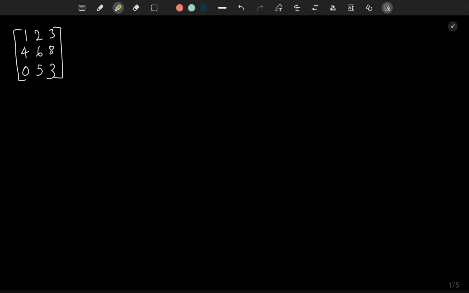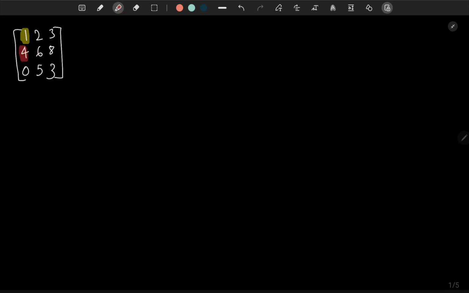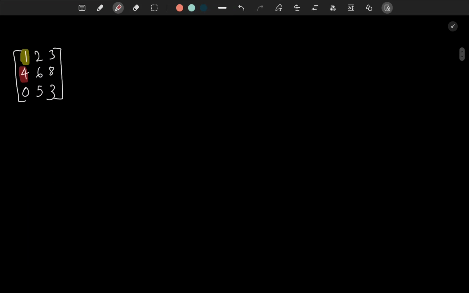So first step again is look for the first pivot, a non-zero element in the first row, which is going to be 1 here, and look below it, and there is a 4, which is violating the REF condition here. So to remove this 4, we'll be using the third property here, and to do that I'll show you how.